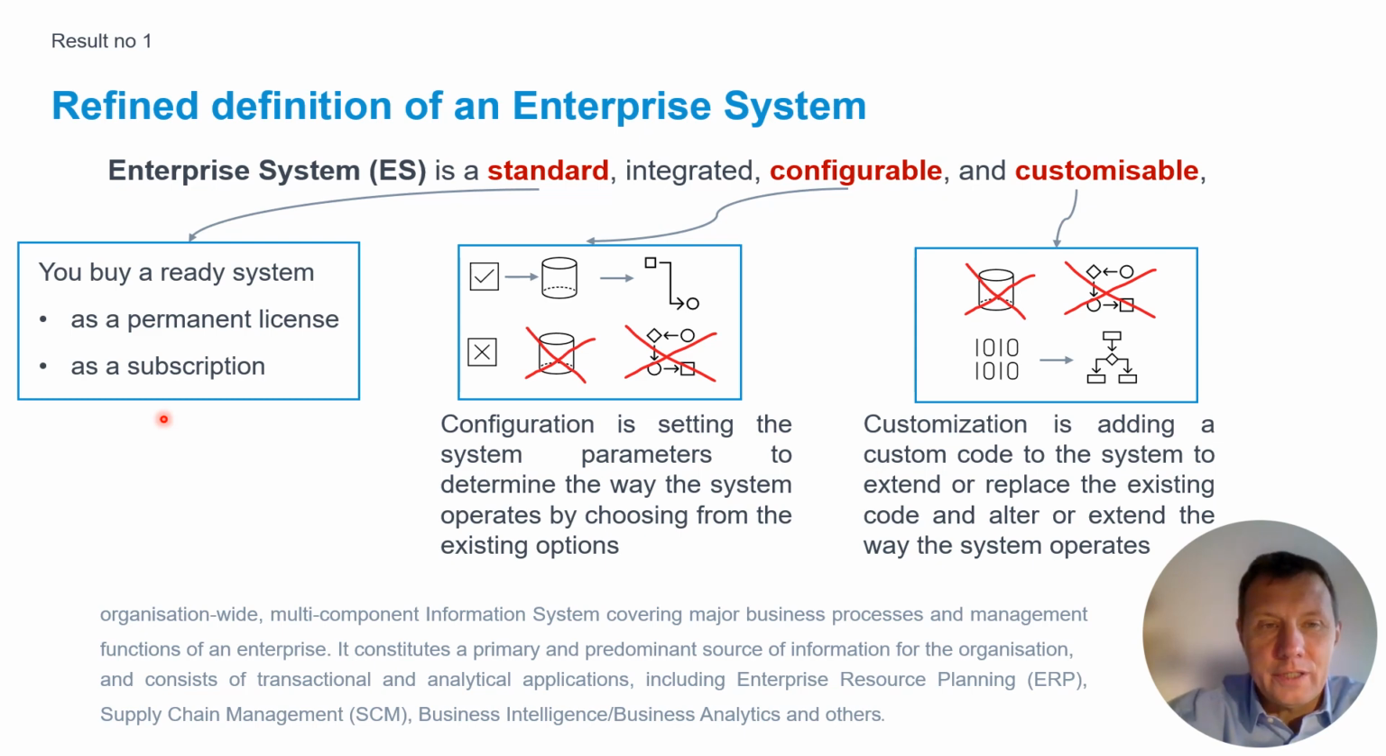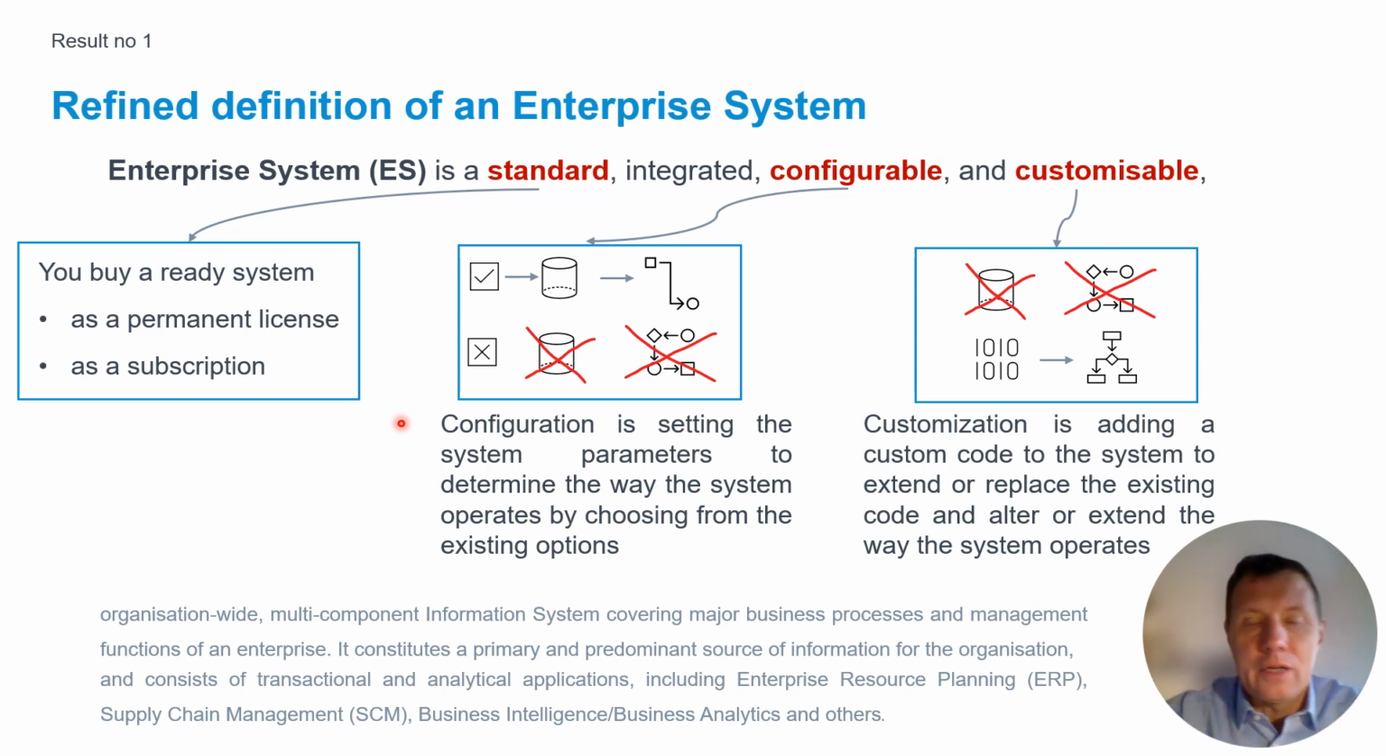So you have to adjust it to your needs, and you can do it in two ways. The first one is configuration. Configuration is setting the system parameters to determine the way the system operates. Standard enterprise systems are redundant, meaning they have several ways of doing each of the processes. In short, by setting up the parameters, you choose the way the system should operate. No matter how big the system is, however, the number of options you can choose from is limited.